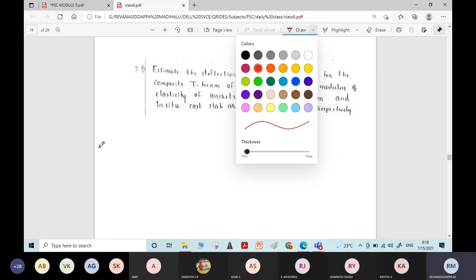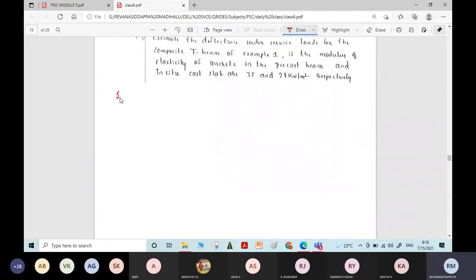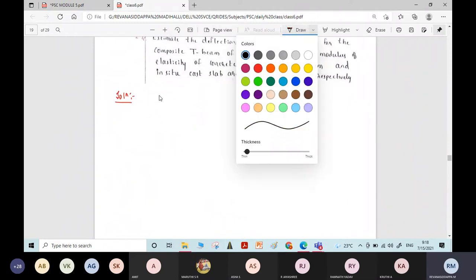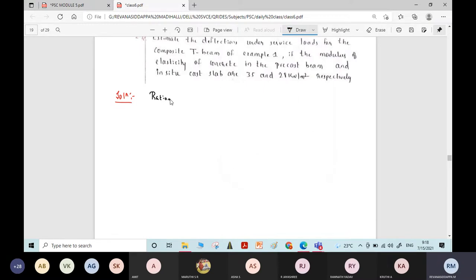Let me solve the problem. Solution. Okay, if different modulus is given, then you find the ratio of modulus of elasticity, alpha, which is equal to E_c of beam to Young's modulus of concrete of slab. Okay, so for beam it is given as 35, for slab it is given as 28. If you calculate the ratio, you will get 1.25 as a ratio.